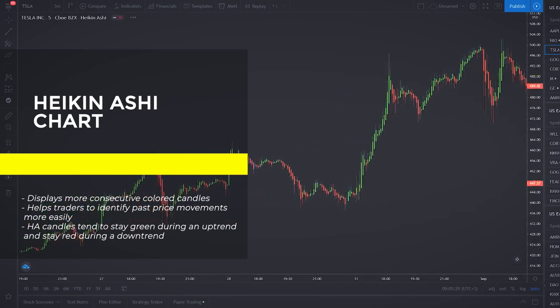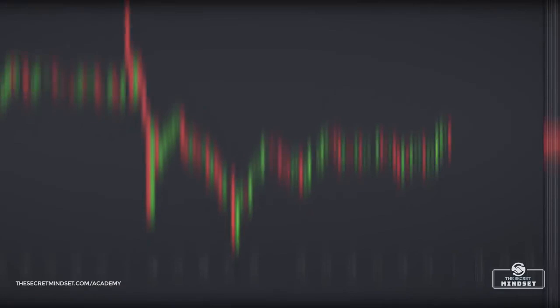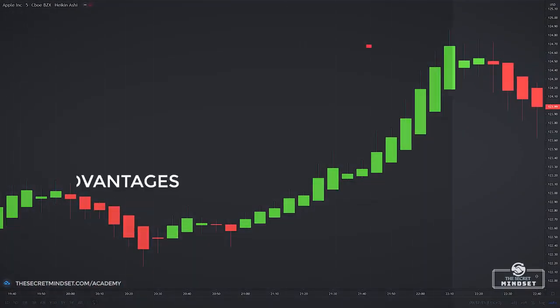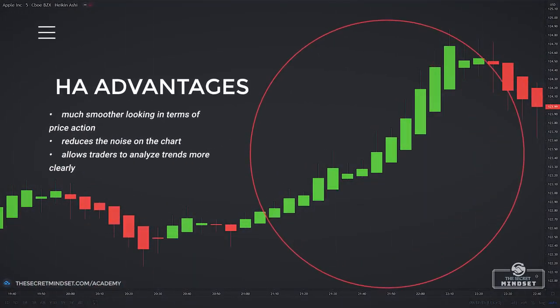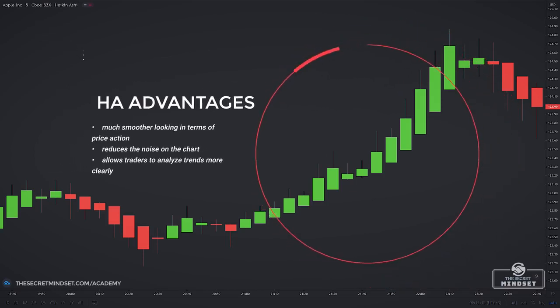This is in contrast to traditional Japanese candlesticks that alternate color even if the price is moving strongly in one direction. A Heiken Ashi chart is much smoother looking in terms of price action. This is why many traders prefer to use the Heiken Ashi candles, since it reduces the noise on the chart and allows them to analyze trends more clearly.